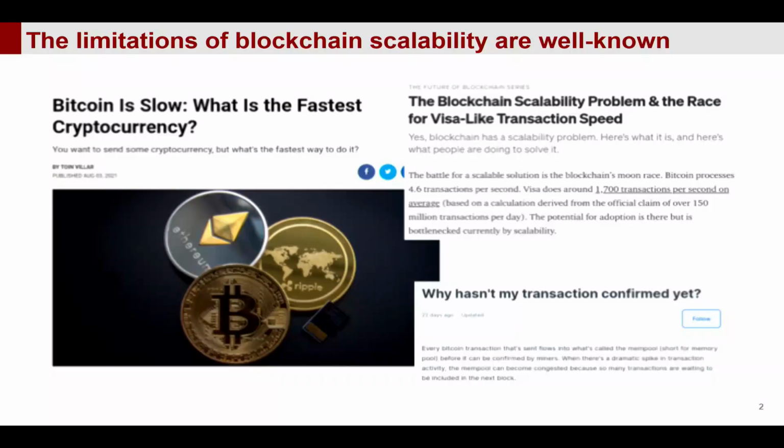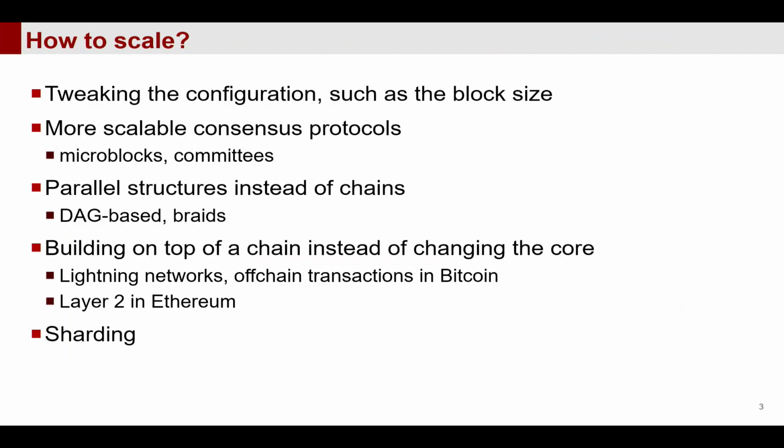All right, so the limitations of blockchain scalability are well known. And so here you can see some collection of the news complaining about the pace of transactions in Bitcoin. Why hasn't my transaction confirmed yet? So what can we do about it? I'll be talking about 5 different techniques.